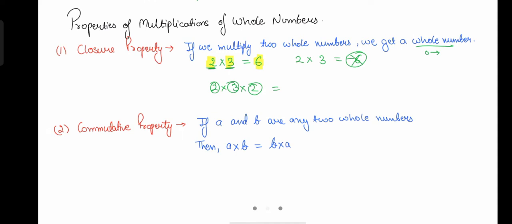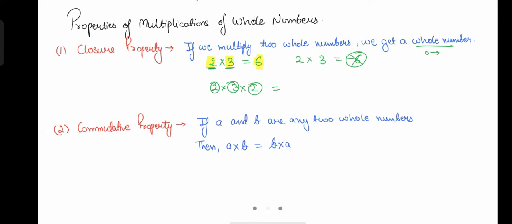Okay, then the second one is the commutative property, that if A and B are any two whole numbers, you can consider any two numbers, and we have given them the names A and B. Why have I used A and B over here instead of using a number? Because those numbers could be anything, right? But the condition is that they should be whole numbers. They should be 0 to infinity, anything, but not negative, and neither a fraction.